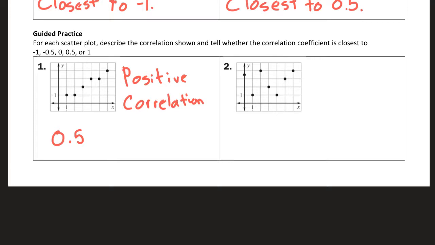All right, and then in part 2, we look at this correlation. It's kind of all over the map to me, so I would say that is no correlation. There's no relation there. That is very, very hard to predict. So that would be closest to, I would say, 0. No correlation at all. So that's a 0. A correlation coefficient of 0 means no correlation whatsoever.